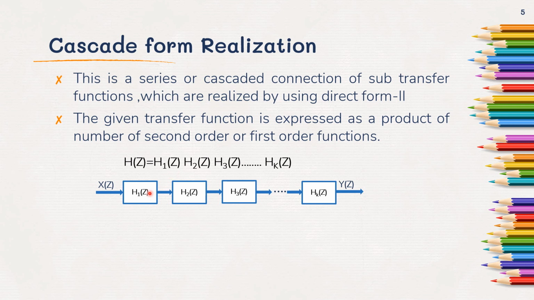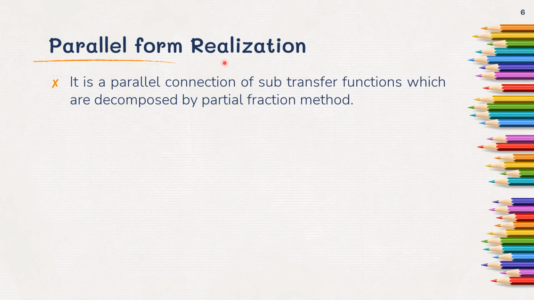So the overall transfer function is the product of individual transfer functions. Now one thing to be remembered here is each of the individual transfer functions is going to be implemented by using direct form 2. That is why I gave you a review of direct form 2. Okay, right. The next method is parallel form realization.